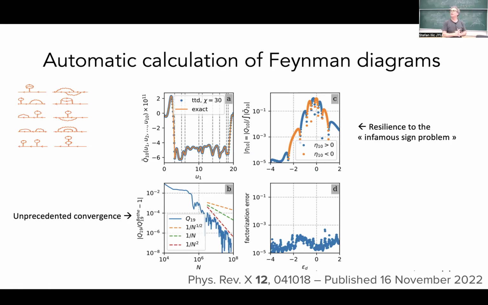We had a big sign problem, we could not compute. In this case, we really want to have quantum transport, so we are working with real time, so a lot of oscillatory things everywhere. So huge sign problem, nothing works with Monte Carlo, but TCI is based on a totally different structure, and then it works.